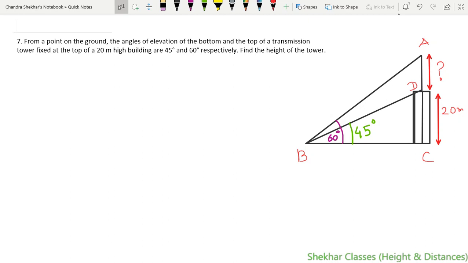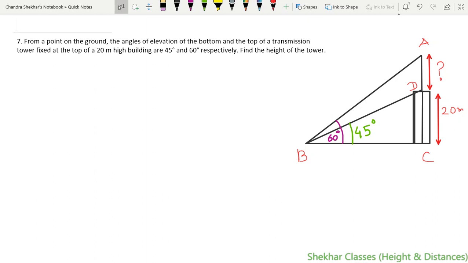Question number 7 from NCERT book. From a point on the ground, the angle of elevation of the bottom and the top of a transmission tower fixed at the top of a 20-meter high building are 45 degree and 60 degree respectively. Find the height of the tower.